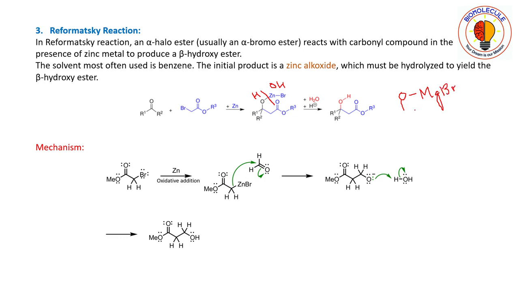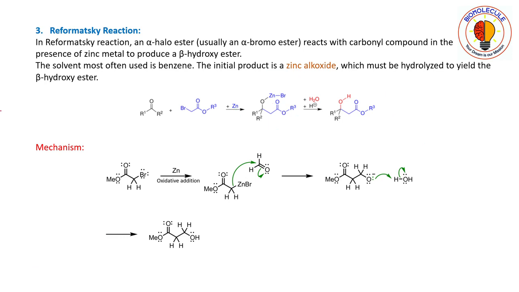Okay, this was the initial product of the Grignard reagent. After hydrolysis we would get alcohol here. So what we have done is we break this bond between oxygen and magnesium. To oxygen we give hydrogen and to magnesium we give OH. Similar thing we will do in the case of zinc alkoxide. To oxygen we will give hydrogen and to zinc we will give OH. Okay, same thing.